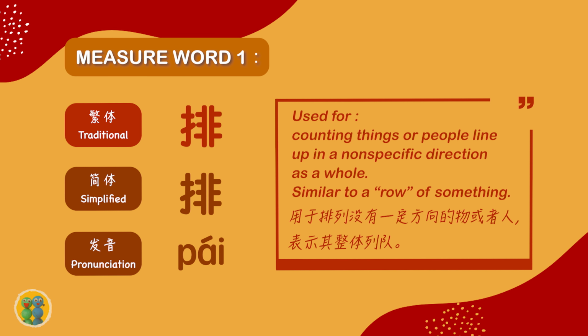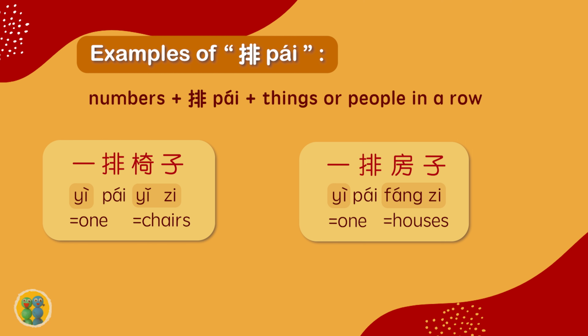First measure word is 排. Pai is used for counting things or people lined up in a non-specific direction as a whole. It's similar to a row of something. Let's see the examples of 排.